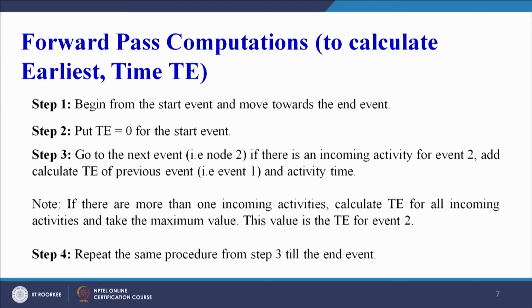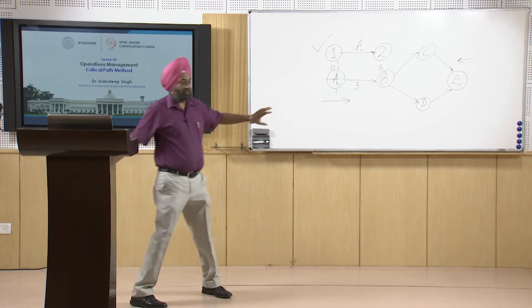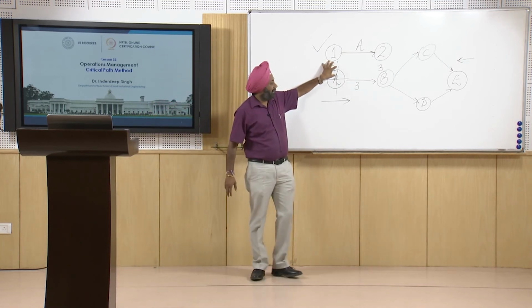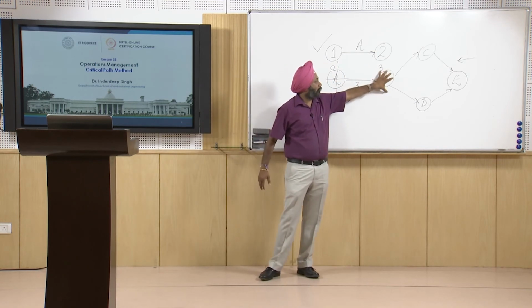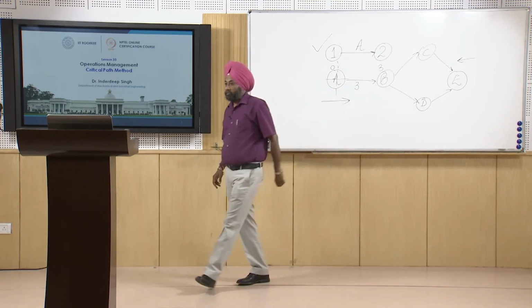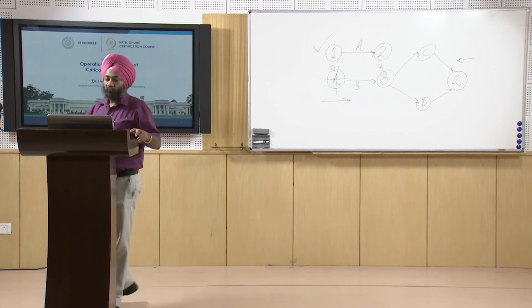Go to the next event, that is node 2, where we have represented B. If there is an incoming activity for event B, we can see there is one incoming activity for event B. Calculate TE of the previous event, that is event 1, and the activity time. So TE is 0 here and activity time is 3 here. So 3 plus 0 we will add, and TE for B will become 3. So we get the TE for B.